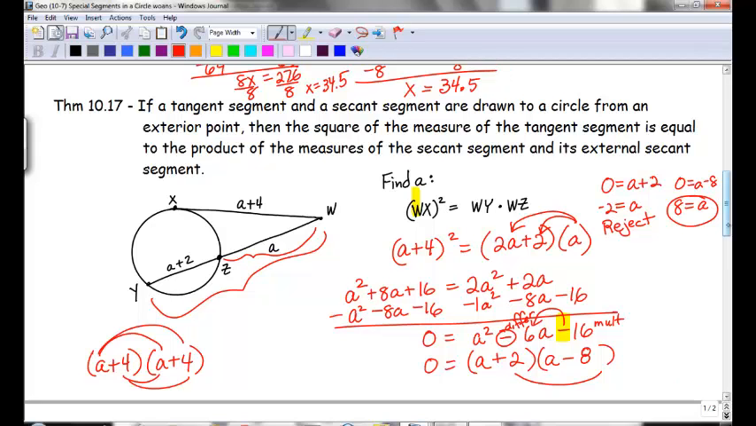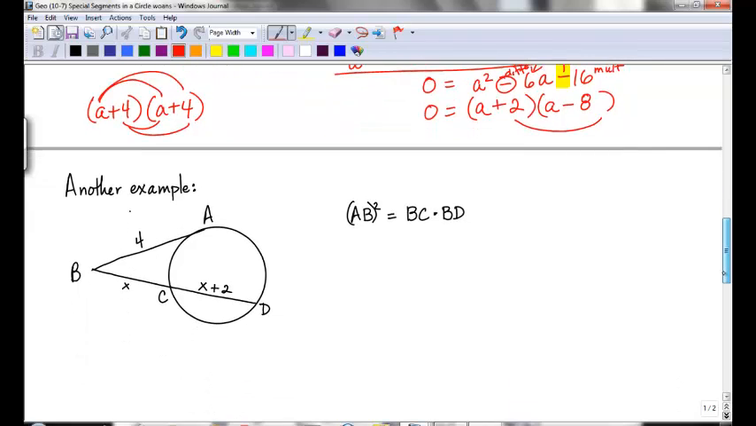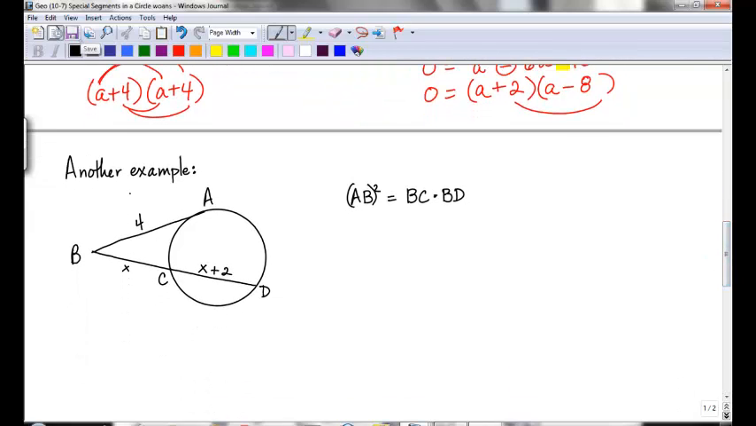Another example on the back. Okay, it's the tangent one that's squared. And it's times the whole thing. So you got this whole thing times this part. So the tangent one is squared. So it's the AB. So it's 4 squared equals the whole thing, which was BD, would be what, 2x plus 2? And the BC would be just x. Just add 1x plus 1x, be 2x. You got to combine the like terms. You're not multiplying them, you're adding them. And then the BC is just x.